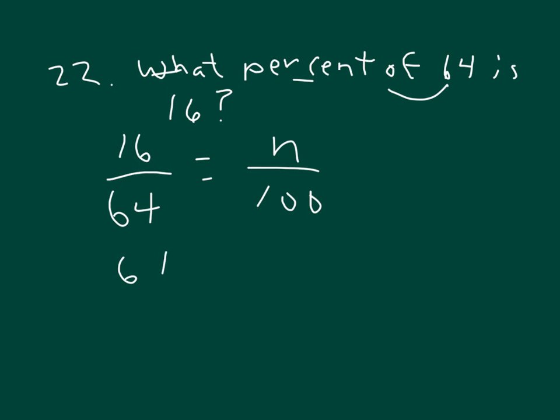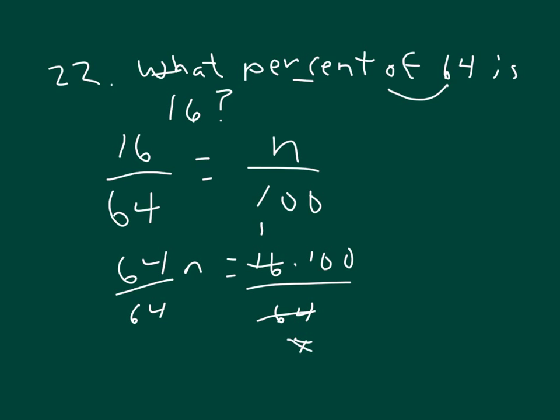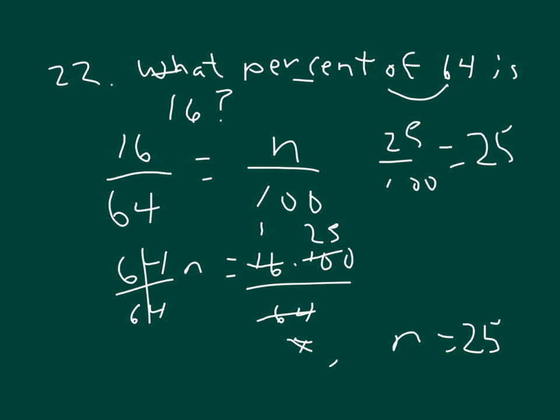So when we cross multiply, we would get 64n equals 16 times 100. Divide by 64. 16 goes into 16 once and into 64 4 times. 4 goes into 4 one time. 4 goes into 100, 25 times. So we would get n equals 1 times 25. So n is 25. That means 25 over 100. So the answer would be 25%. And you might have recognized that this is 1/4, and 1/4 is 25%.